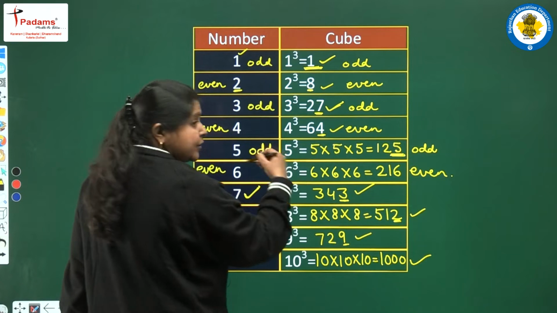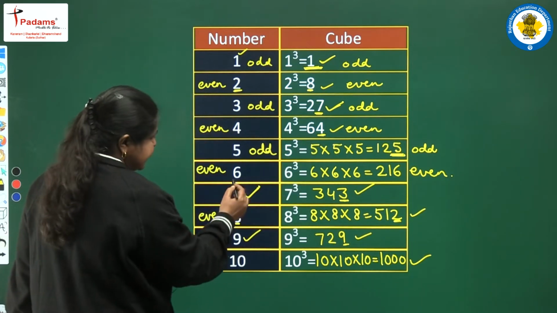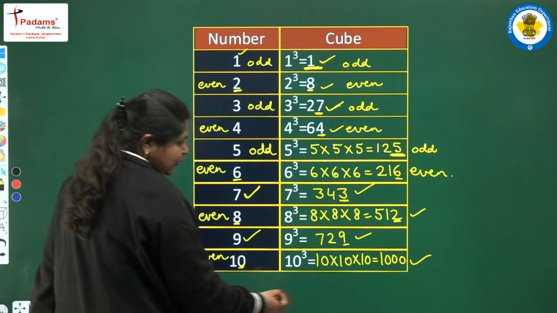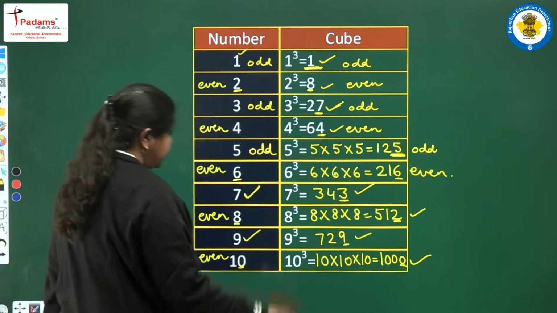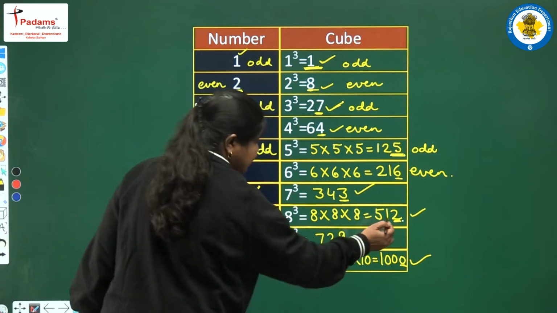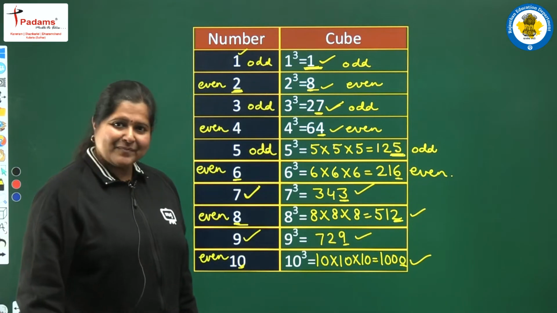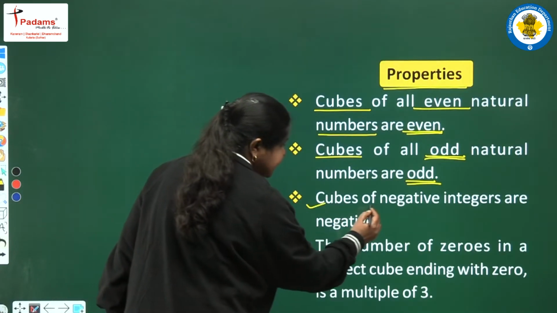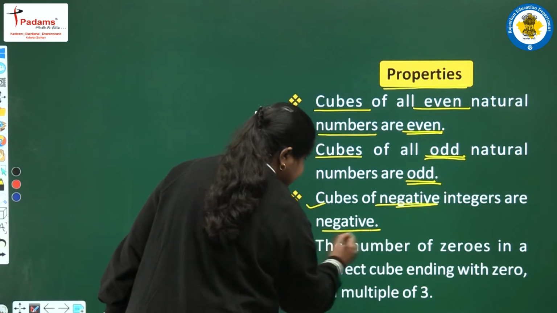Next, 4 cube ends at 4 and 6 cube ends at 6, and 10 ending with 0 has a cube ending with 0. So here 2 cube ends with 8 and 8 cube ends with 2. Again, this is interesting to see. Next, we look at other properties. Cubes of negative integers are negative.